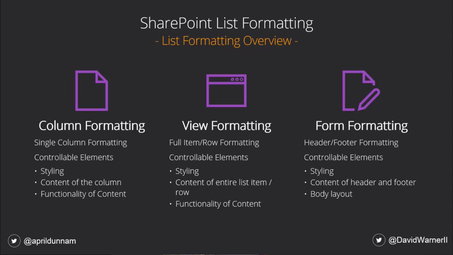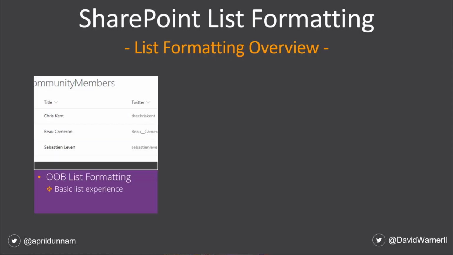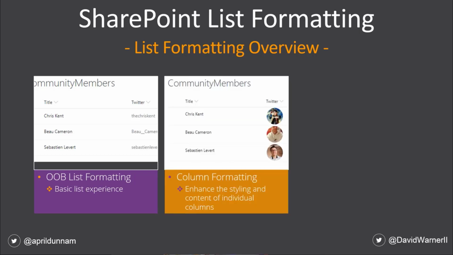So again, all of these allow styling, the content of the header and footer and the body for the form formatting, the functionality to some degree, and the content of the columns or the rows with the column and view formatting. So what does all this look like though in actuality? Well, there is an out-of-the-box list experience, right? Basic. There is column formatting.